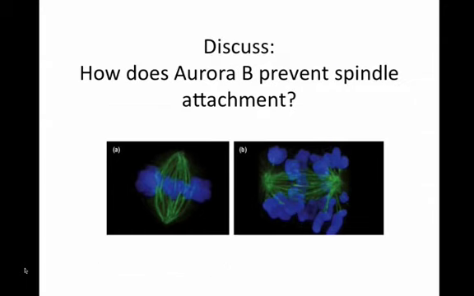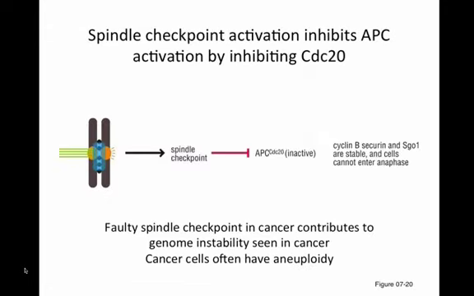Okay. So I was going to say, let's discuss how Aurora B prevents spindle attachment. We've kind of just discussed it, so we'll keep moving in the interest of time. Okay. So Aurora B did its thing, and it didn't work, right? So Aurora B phosphorylated. You had many rounds of trying to reattach properly, and it didn't work. So then what happens is you get spindle checkpoint activation, and this inhibits APC activation by inhibiting CDC20.